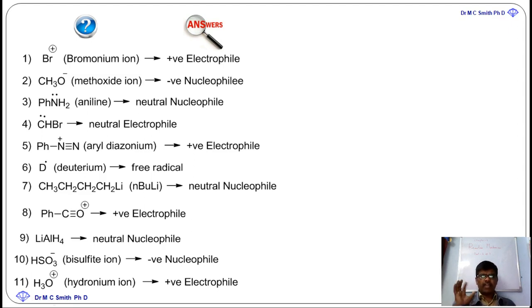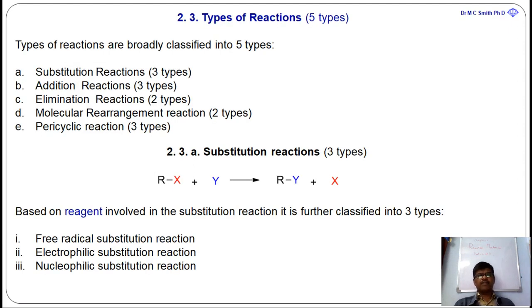This is how we can characterize the reagent. What type of reagent is it? Free radical, electrophile or nucleophile. If electrophile, positively charged or neutral. If nucleophile, whether it is a negatively charged or neutral nucleophile. Clear? Yes. And the other factor is types of reactions. So reaction mechanism depends on three factors. First is bond fission, second is types of reagents, and third is types of reactions.